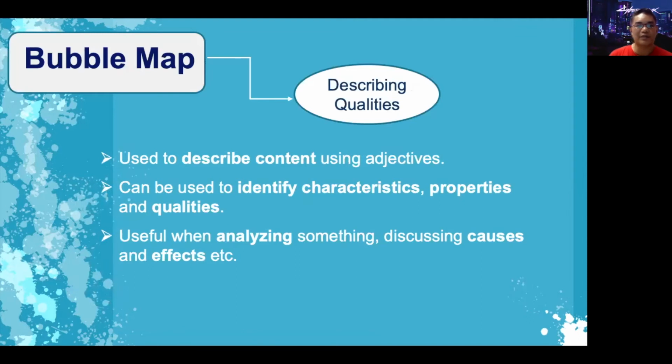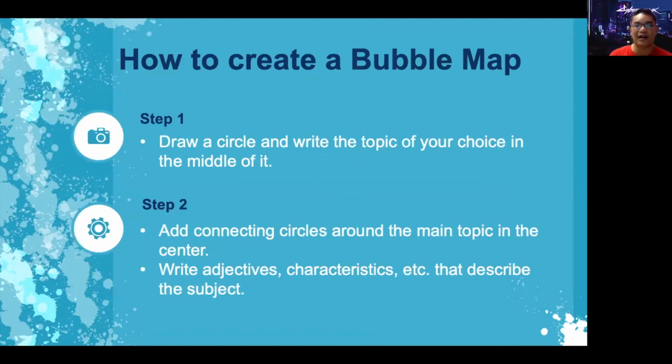Bubble map, used to describe content using adjectives, can be used to identify characteristics, properties and qualities, useful when analysing something, discussing cause and effects, etc. Macam nak buat bubble map ni, how to draw, how to create bubble map. Draw a circle and write the topic of your choice in the middle, add connecting circles.